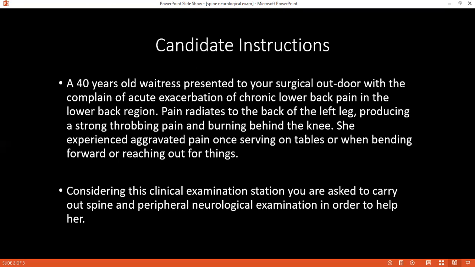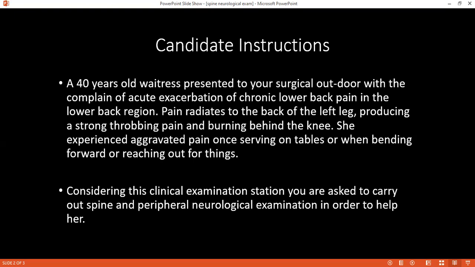So I would then start my examination by watching my patient walk. I will observe if she uses a walking aid, and I also observe her gait. I also check if she has any scars, muscle wasting, scoliosis, and abnormal curvatures. Then I would go to the back of my patient.